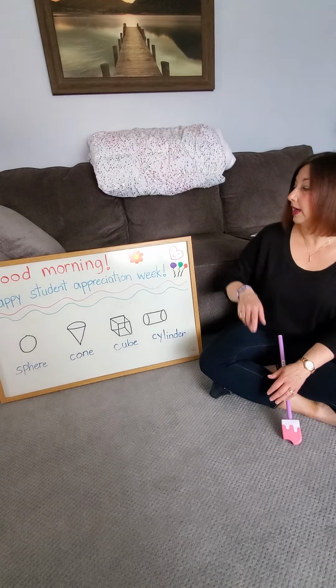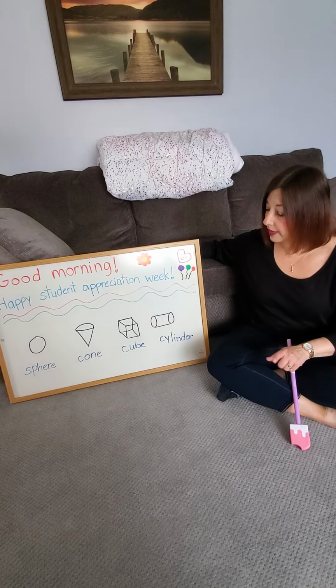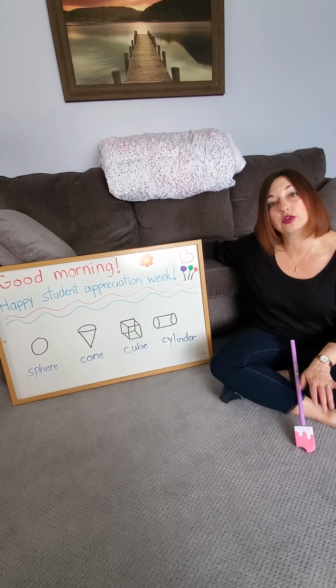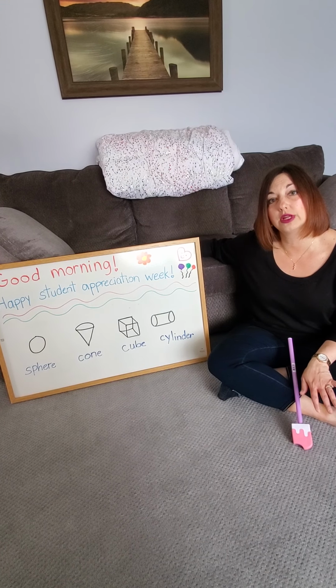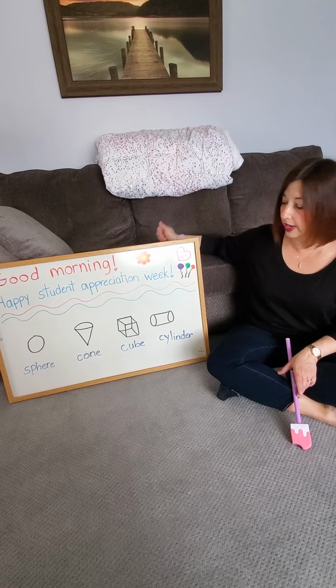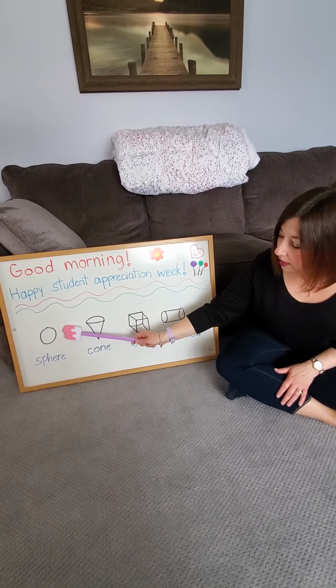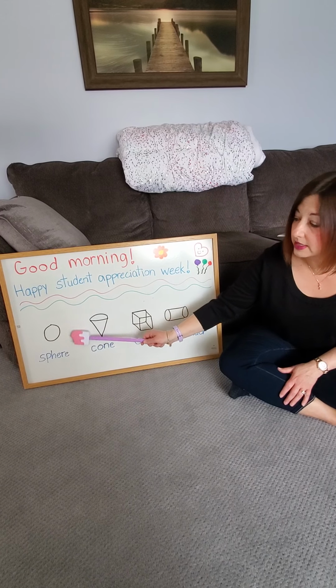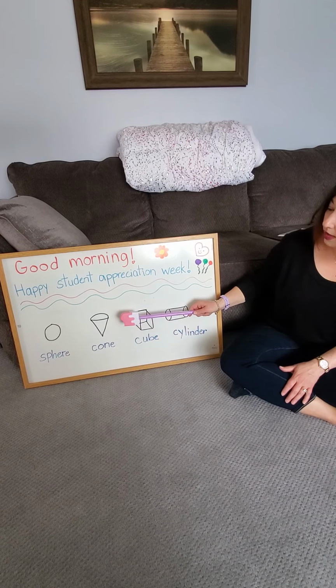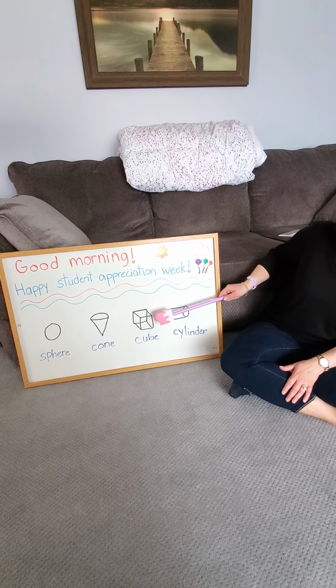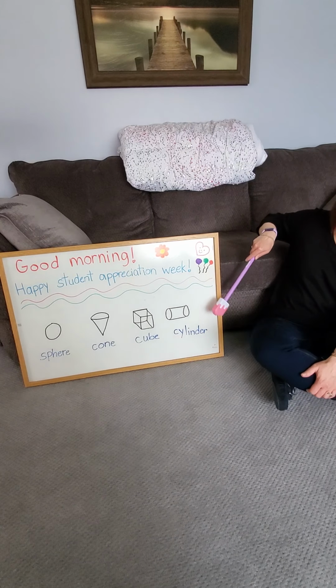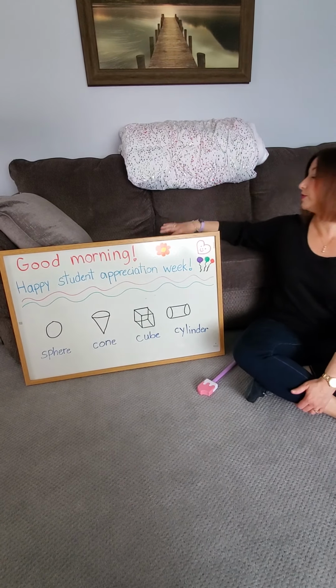Now, I am going to go over some new things with you. We went over shapes yesterday, and I told you that today we would be doing three-dimensional shapes. So I'm just going to show you: this is a sphere, this is a cone, this is a cube, and this is a cylinder. So I'm going to show them to you.